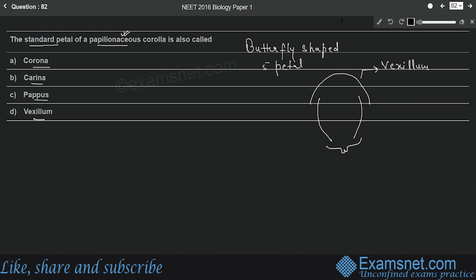Vexillum. Then 2 lateral petals are known as wings or ali. And this lower one is known as keel. So here we are asked about the standard petal, right? So that is vexillum. Therefore, the correct answer will be option number D, vexillum.